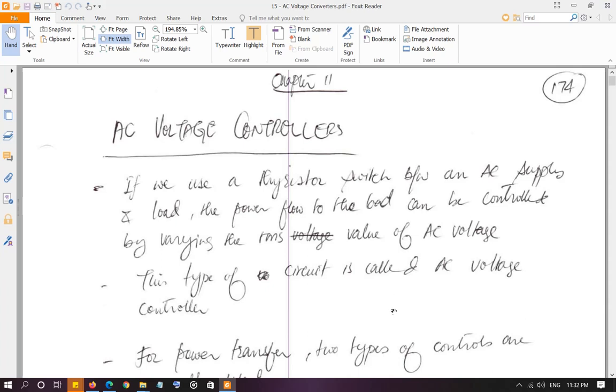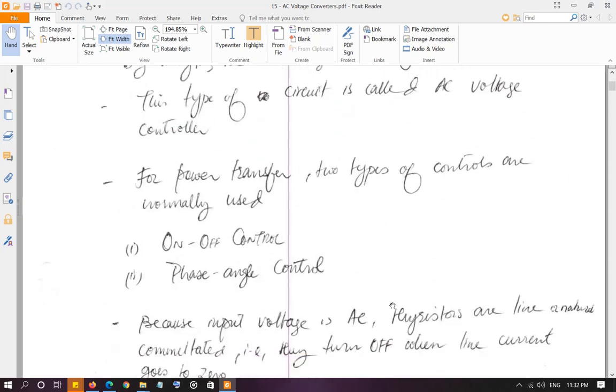And some circuits only change the RMS value. They don't change the frequency of the circuit. So we'll discuss all different types of circuits under AC voltage controllers. We're going to start with on-off control circuits and phase angle control circuits.